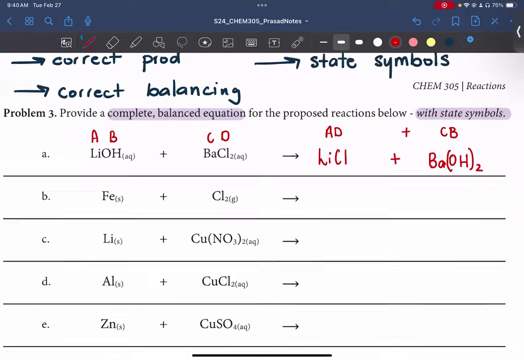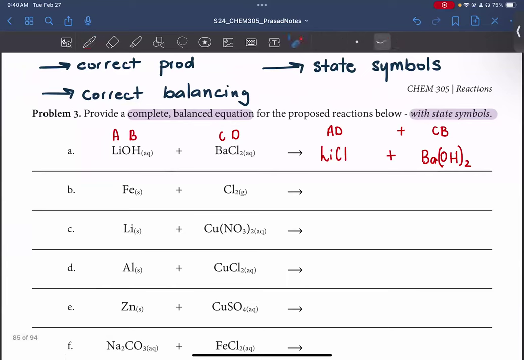With that, all we have done is correctly identify the products. That's all the credit you've gotten so far. After a while with forced repetition and practice, you'll be predicting the products in less than 10 seconds. We also now need to worry about balancing.